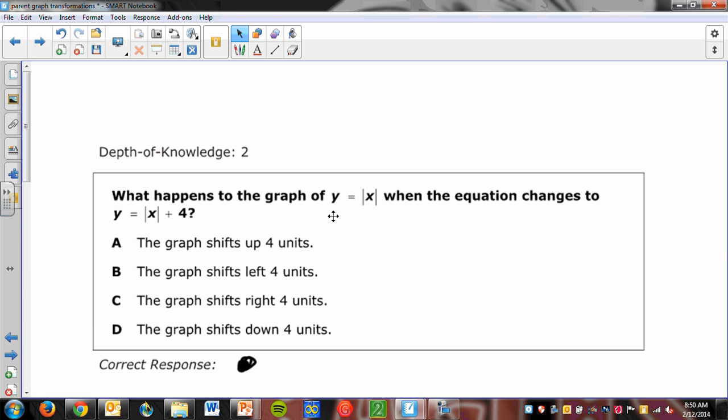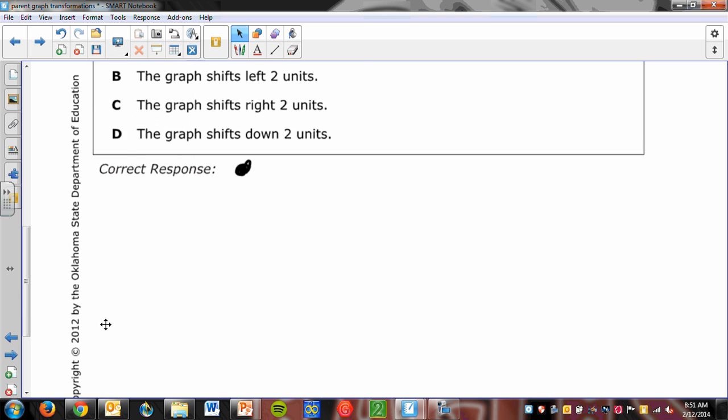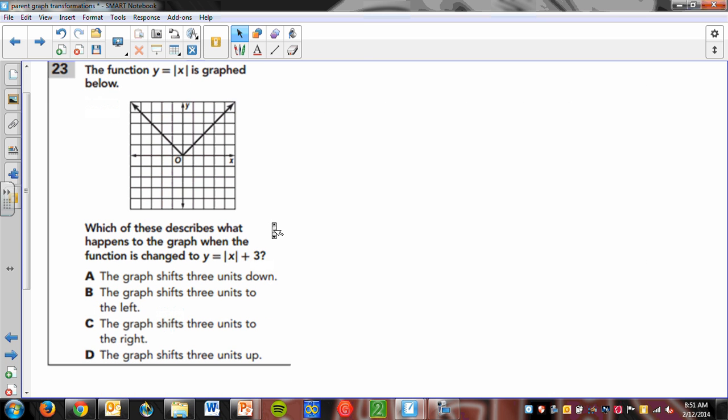So let's see. What happens to the graph of y equals absolute value of x when it changes to absolute value of x, and on the outside plus 4. Insides left and right and backwards, outsides up and down, so up 4 units. Graph shifts up 4 units, so our answer would be A. From absolute value of x to absolute value of x minus 2, insides left and right, minus means right, so we're going to the right 2 units. That one's C.